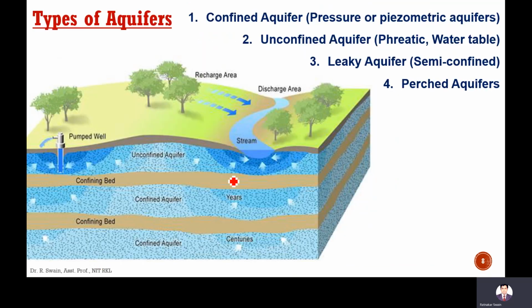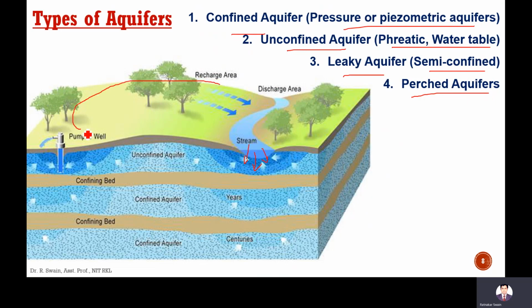Next is different types of aquifers. Confined aquifer, that is pressure or piezometric aquifer. Unconfined aquifer is a phreatic or water table aquifer. Leaky aquifer is also called semi-confined aquifer, and there is also a perched aquifer. Here you can see this is the stream, and the stream contributes water to the groundwater.